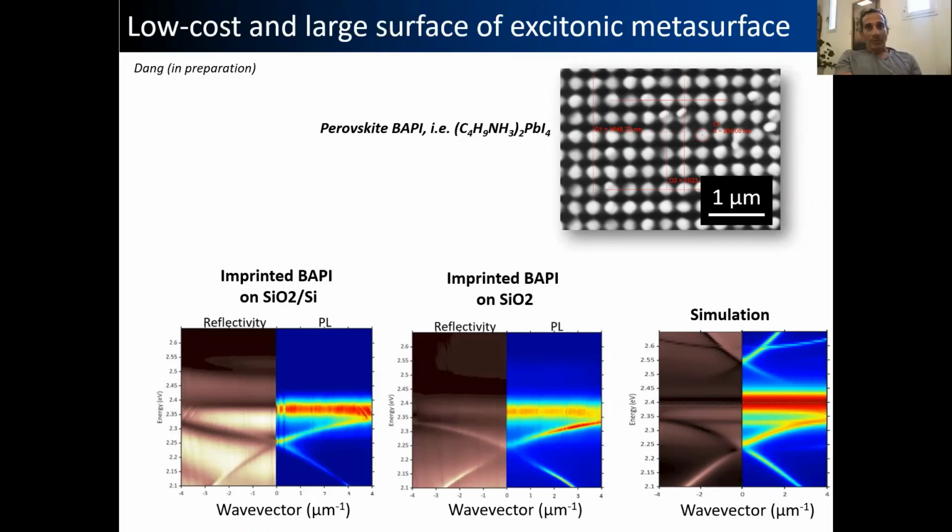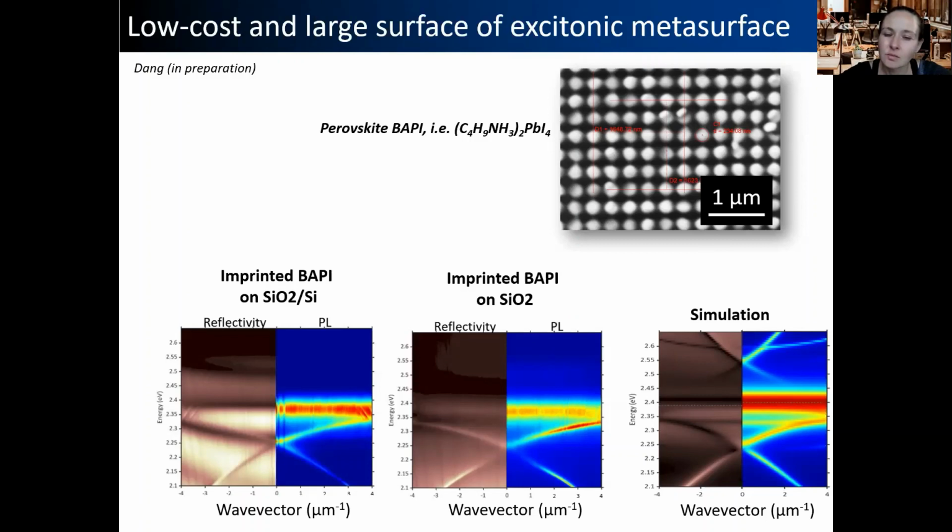Okay, so we have another question, Barbara. Yes, I would have a question about the size of the crystallites of your perovskites. So what is the size of these crystals?